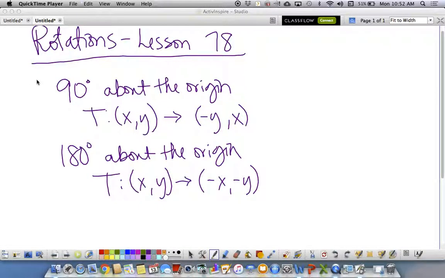Rotations. Lesson 78 on page 511. Alright, on page 5. So we're going 90 degrees about the origin. Okay, we're going to do problems for all of these on page 511. These are the formulas that you need to be able to rotate.